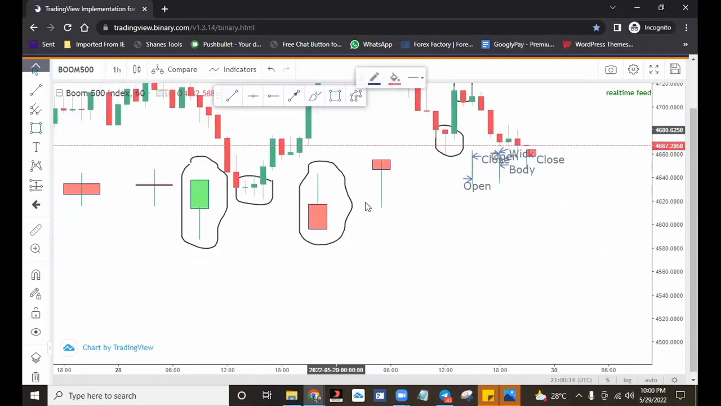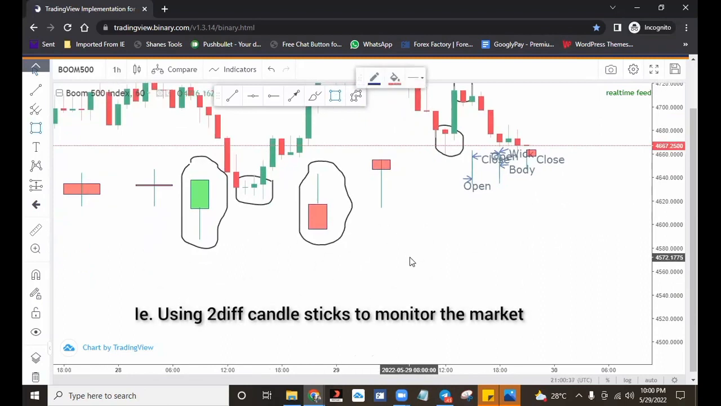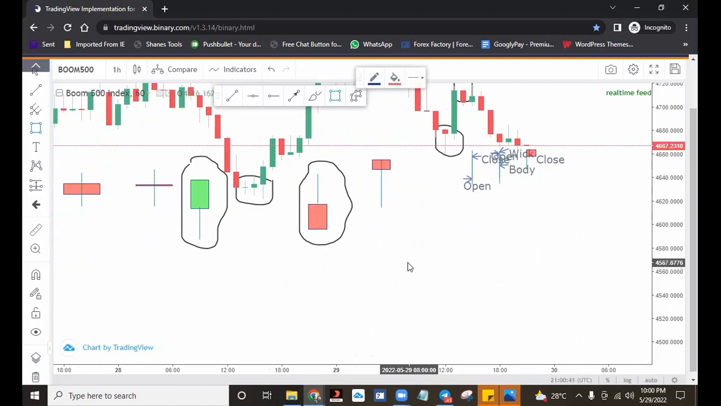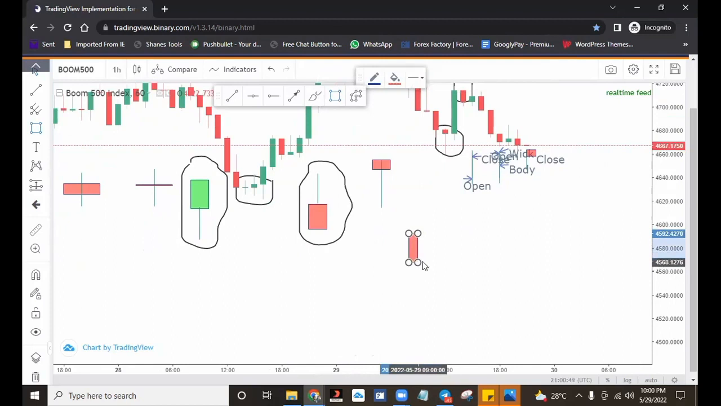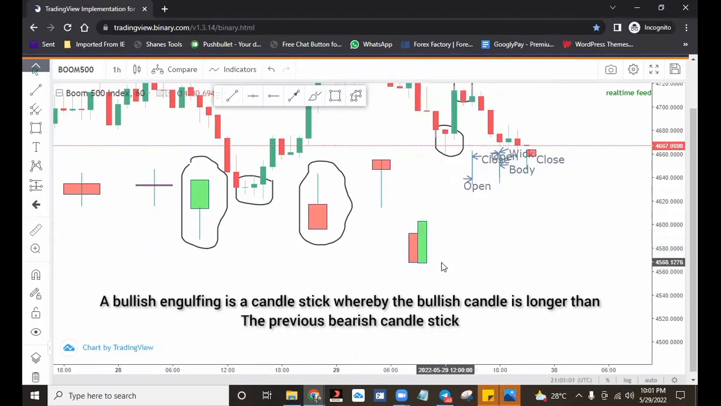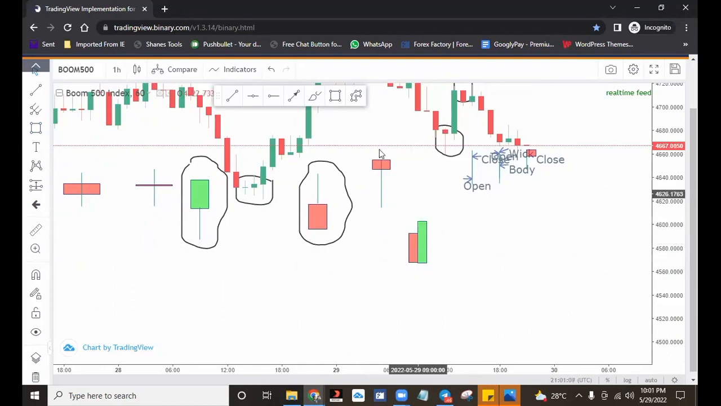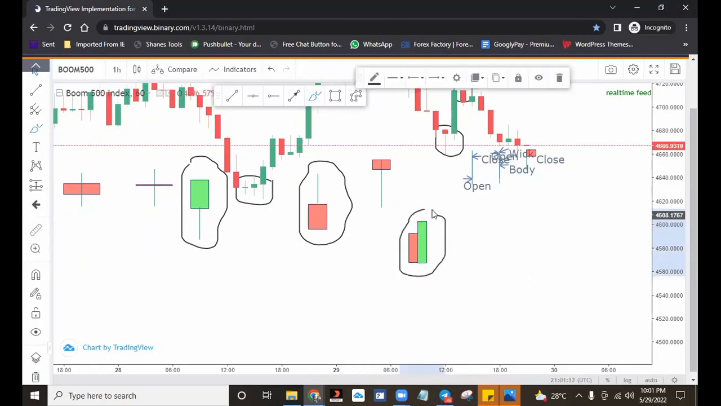When you have multiple candlesticks, that means you're using two different candlesticks to monitor the market. Under two candlesticks, we have what we call the bullish engulfing. A bullish engulfing is usually like this, and it's going to be green in color. A bullish engulfing is a candlestick whereby the bullish candle is longer than the previous bearish candle. When you see this kind of candlestick form on your charts, it's giving you a sign that the bulls might likely take power soon. That's what this candlestick means whenever you see it on the chart, and it's called a bullish engulfing. It simply means that the bullish candle has engulfed the bearish candle.